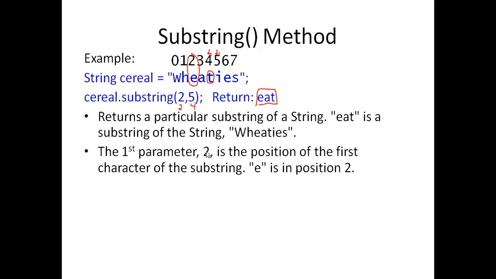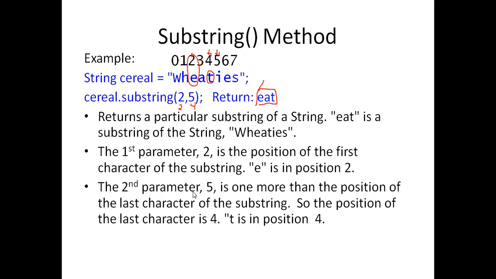The first parameter, 2 in this case, is the position of the first character of the substring. E is in position 2. That's why it's the first character. The second parameter, 5 in this case, is one more than the position of the last character of a substring. So it's something you have to keep track of. So the position of the last character is 4. T is in position 4, and that's why it's the last character of the substring.